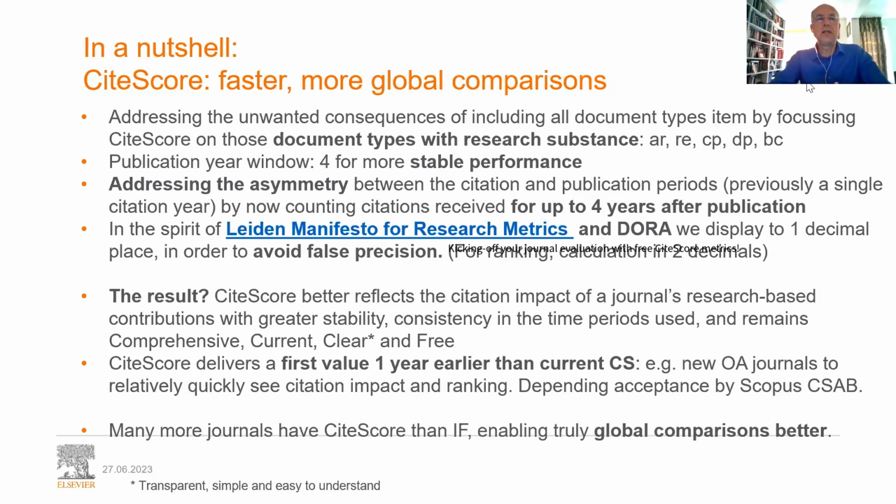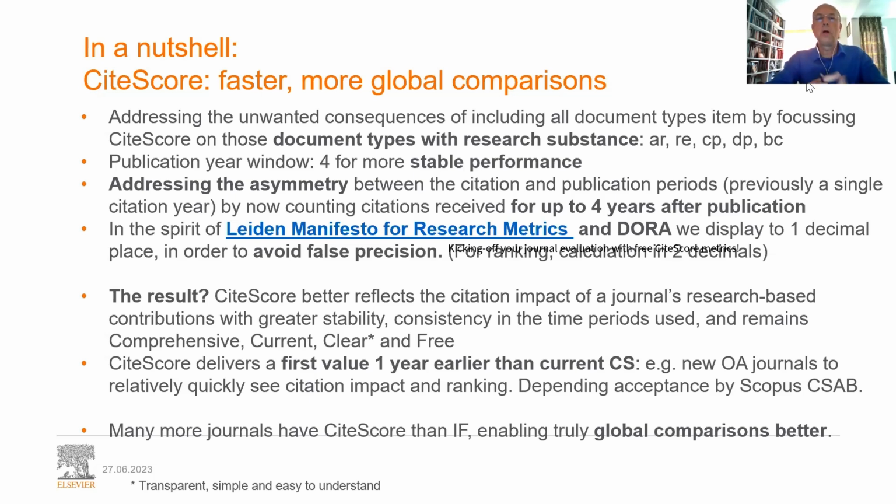So what we decided to do is, instead of including all document types, which we did initially, we realized, also from the feedback we got from the market, which is basically a combination of researchers, librarians, and bibliometricians, that we should focus on document types with research substance. In other words, we are focusing on what we call typically peer-reviewed article types.